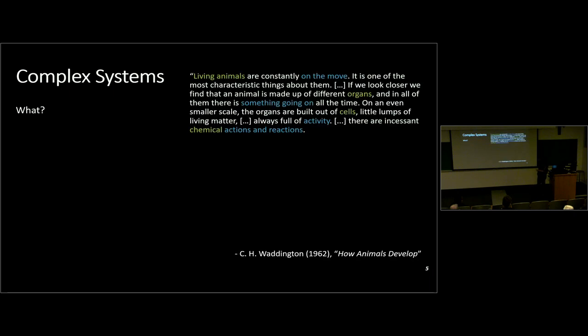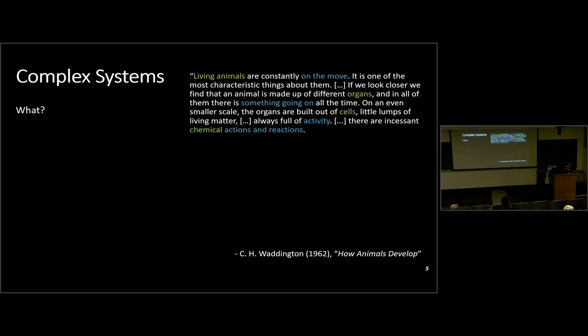So what exactly is the kind of complex system I'm interested in? So I really like this quote from Waddington's book of How Animals Develop. So he said, well, living animals are constantly on the move. And they are also made up of smaller elements that's called organs. And in all the organs, there is something going on all the time. And these organs are built out of cells, and there are always some chemical action and reactions in those cells.